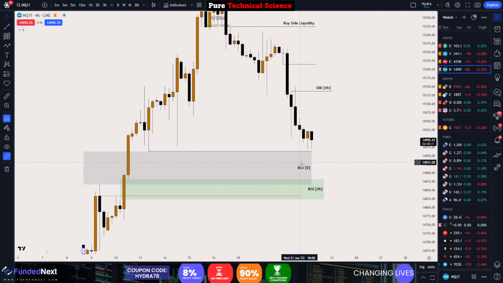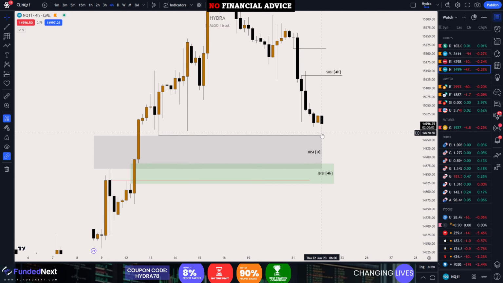If price is coming all the way down and retracing from this BC, which is from the daily chart, then this is gonna be an ideal scenario. But if price is retracing a lot lower, then I would like to see this BC working as well, and then we got the order blocks here.